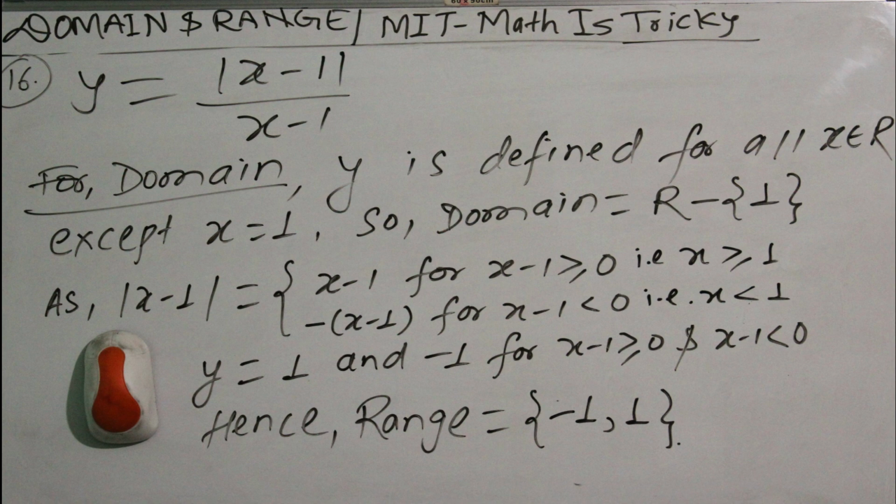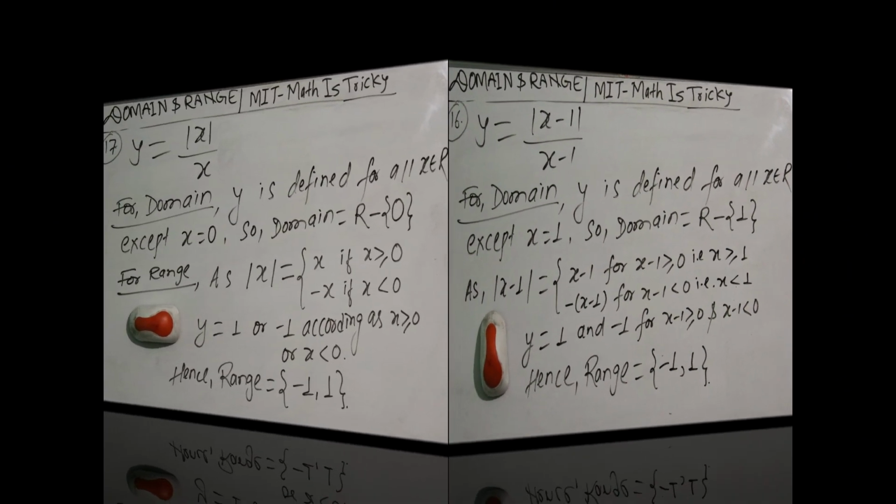That means only two values of y are possible in this case for the domain. So the range will be -1 and +1. The range contains only two values, -1 and +1.